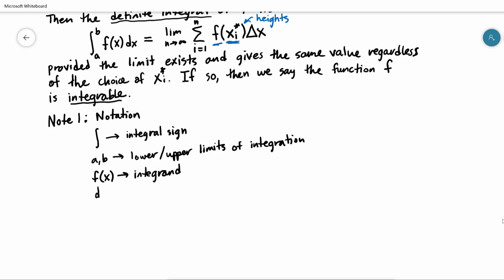And the dx, we've seen that before, this is a differential. It's going to be important. We can't leave the differential off. So this is what each individual piece that goes into this notation means, and the word that we're going to use for it. If you hear the word integrand, that just means whatever's getting integrated. So there's our first note.